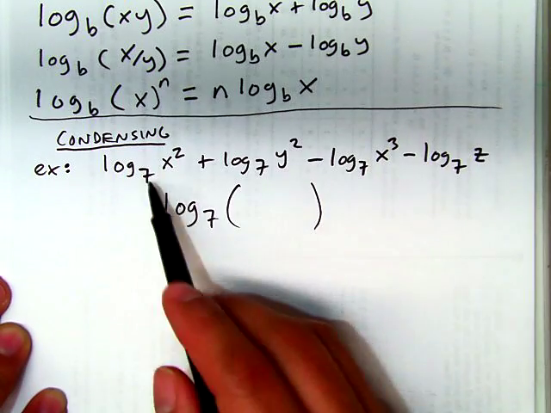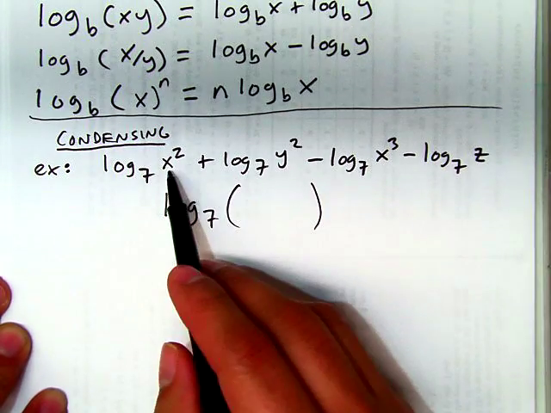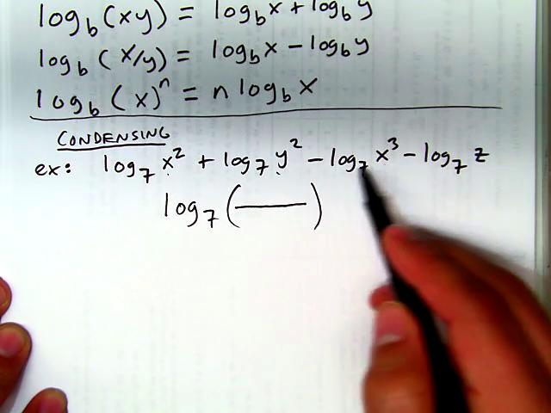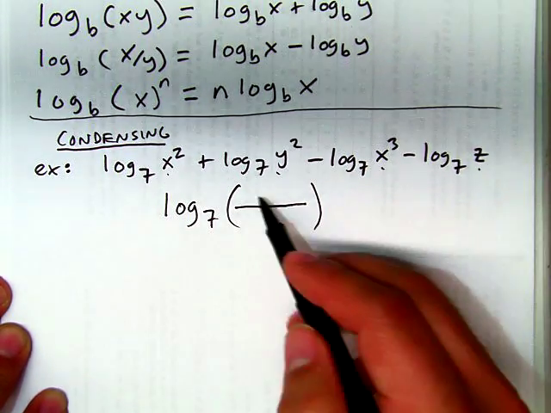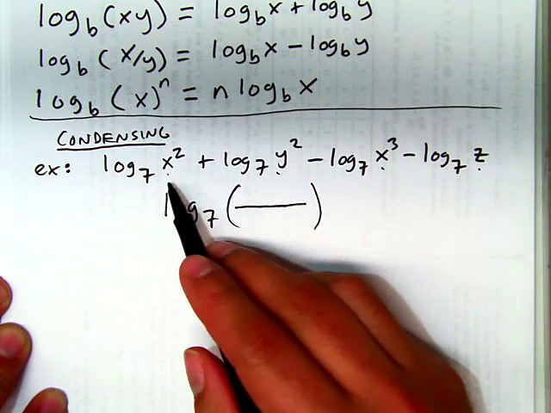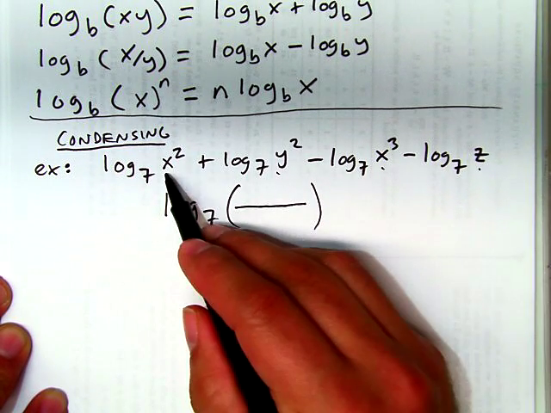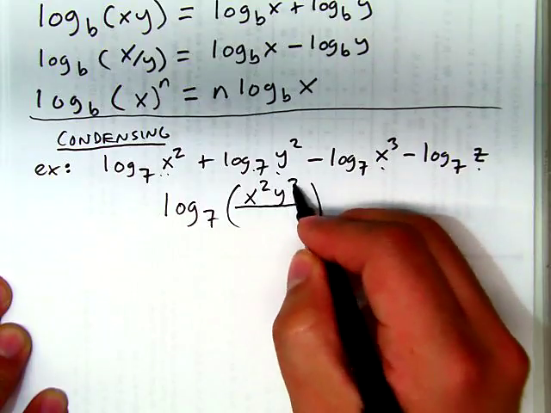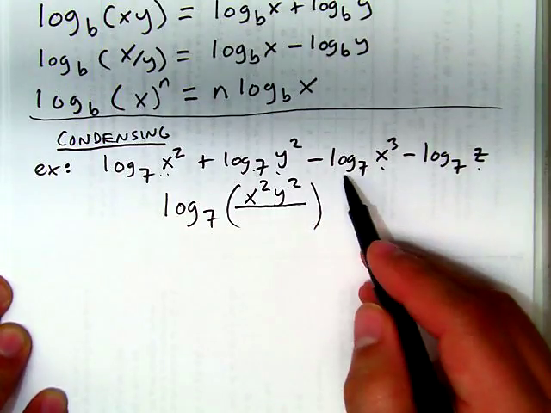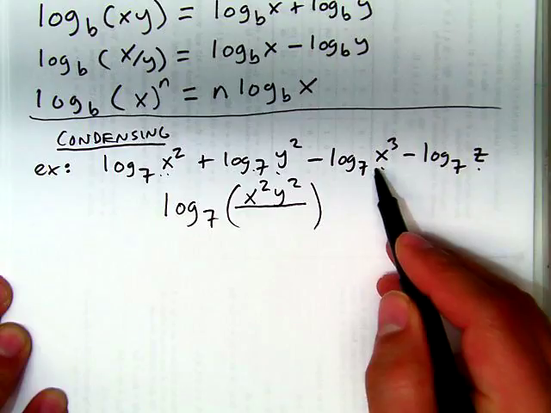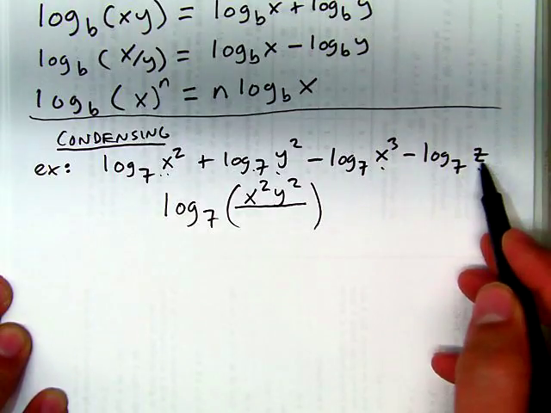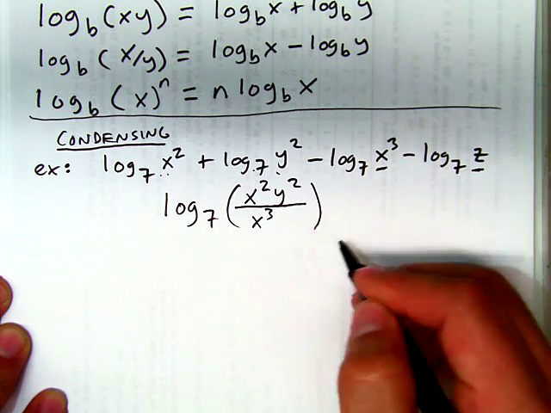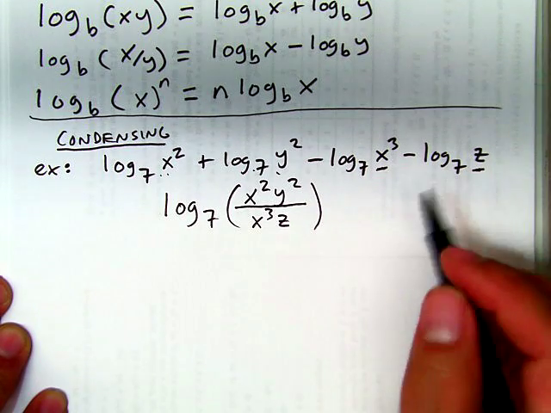So the way I'm thinking about this problem is I see that we have four things. x squared, y squared, x cubed, and z all need to go inside of this log. Since we are adding these first two logs, the arguments, which are x squared and y squared, go into the numerator. And since I'm subtracting both log base 7 of x cubed and log base 7 of z, the arguments, which are x cubed and z, go to the denominator, because we want to divide by those.